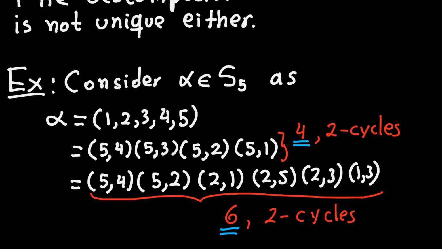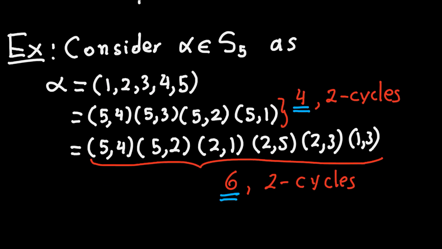So let me take a permutation in S5, so it's a permutation of the elements 1 through 5. So this is going to be this permutation here. 1 goes to 2, 2 goes to 3, and so on. Now, if you look at this composition that we have here, you can double check that this permutation right here is actually equal to this.